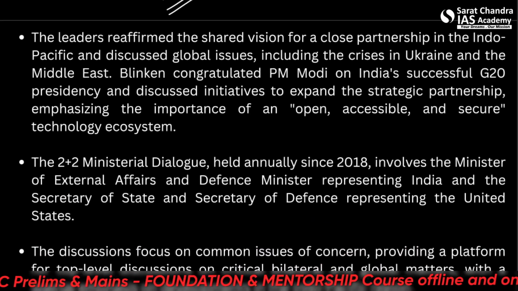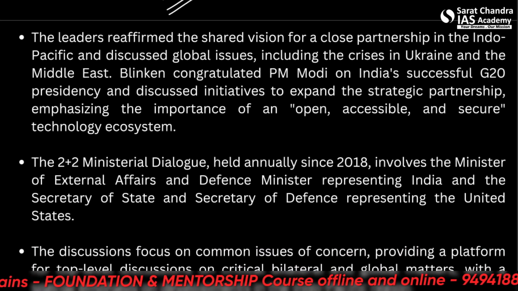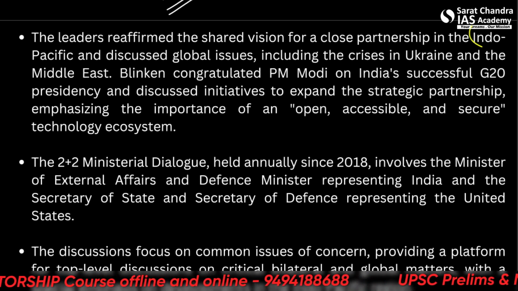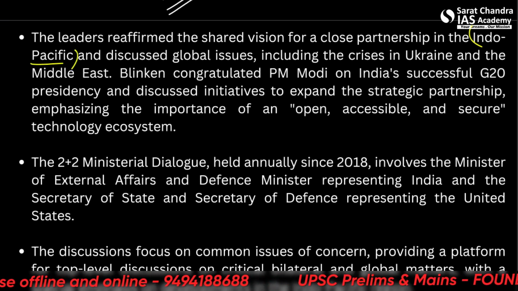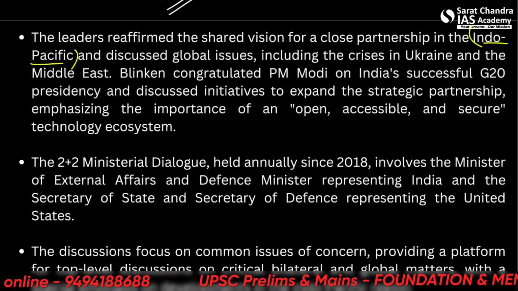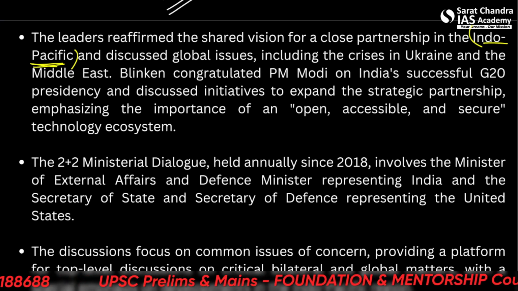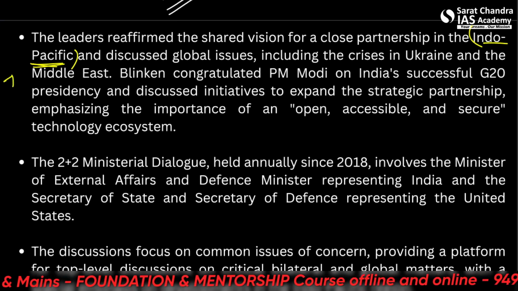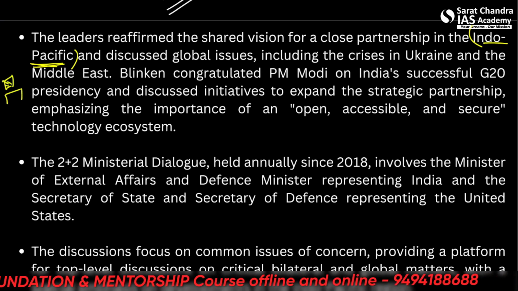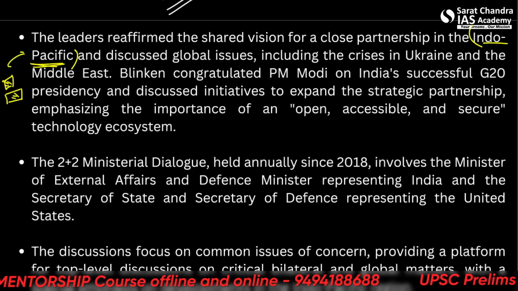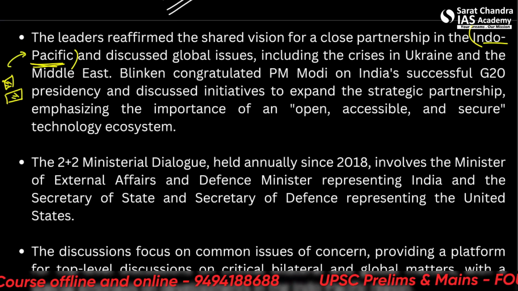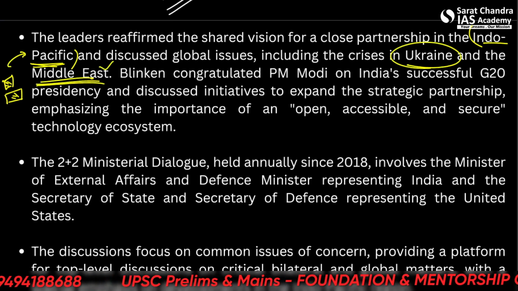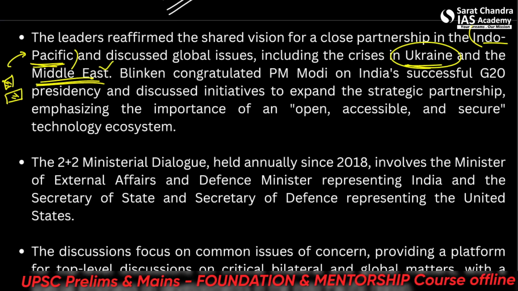Moving further, the leaders reaffirmed the shared vision for close partnership in the Indo-Pacific. This is very important. The Indo-Pacific region keeps coming into various different exams, in different manifestations, whether it is the UNCLOS, or the question about which island has been militarily occupied by which country and is under dispute. So remember or make notes specifically about the Indo-Pacific region. This includes the crisis in Ukraine and the Middle East; we all know what's going on in the Middle East. I have made a detailed lecture about the Israel-Palestine issue and the Russia-Ukraine issue.